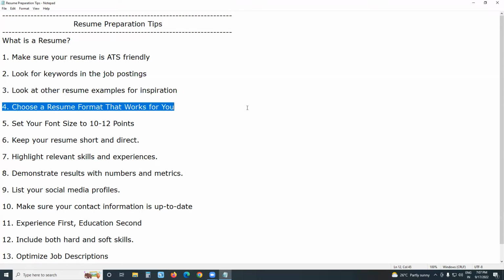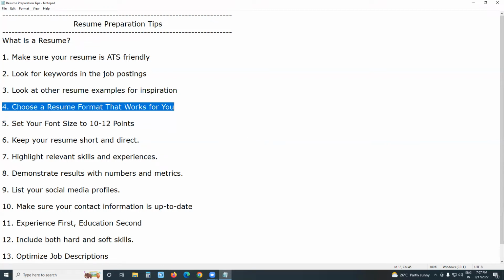Next, choose a resume format that works for you. See, what are the best formats for a resume? Well, that depends. There are three types of resume formats: a reverse chronological resume, next a functional resume, next a combination resume. See, functional resume is suitable for fresher CV. Functional format. Next, reverse chronological resume format is suitable for experienced people. Some people may use combination resume.